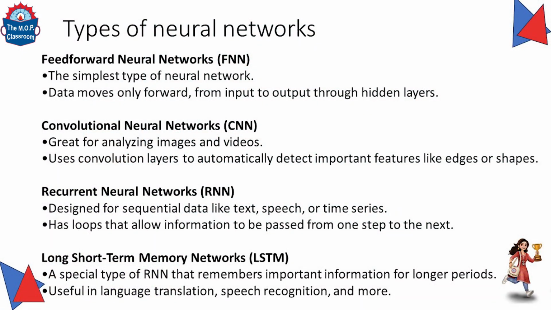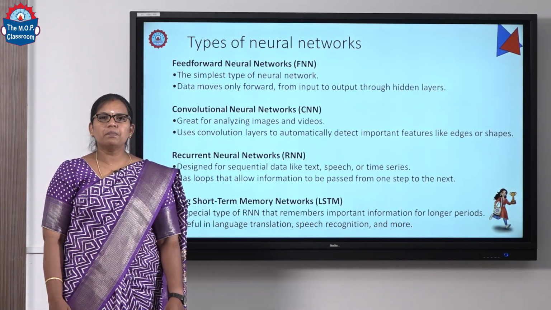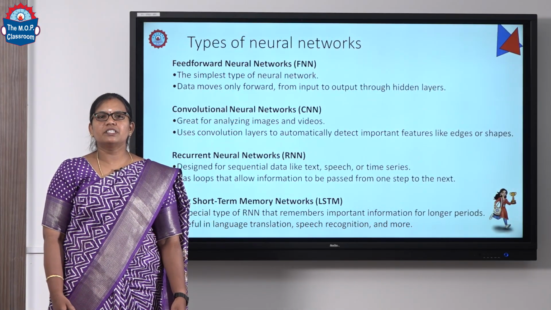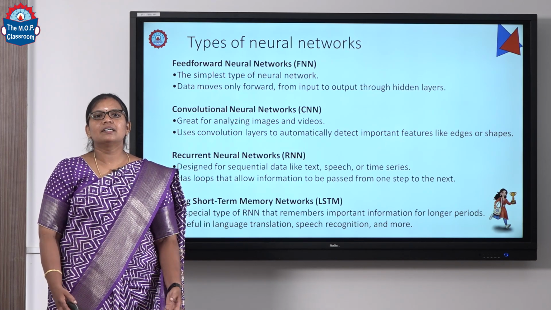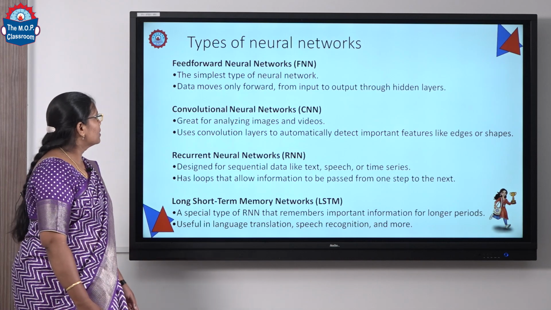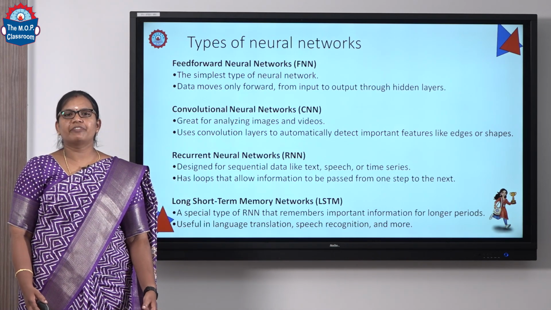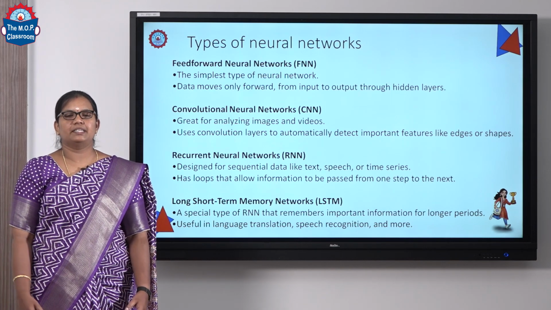We are going to see the different types of neural network which are present in the current scenario. The first one is feed forward neural network. This is the simple type of neural network which is used to handle smaller size data sets. It has only one input layer and a small number of hidden layers, then output layer.